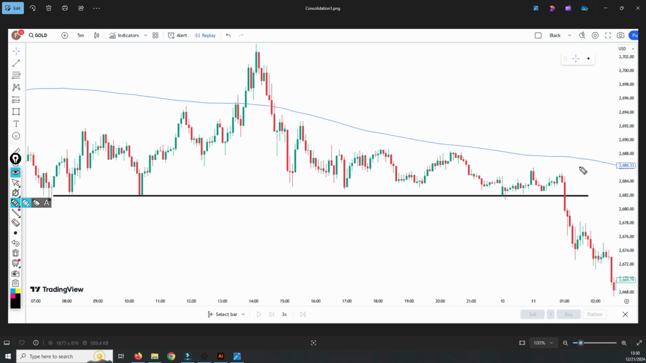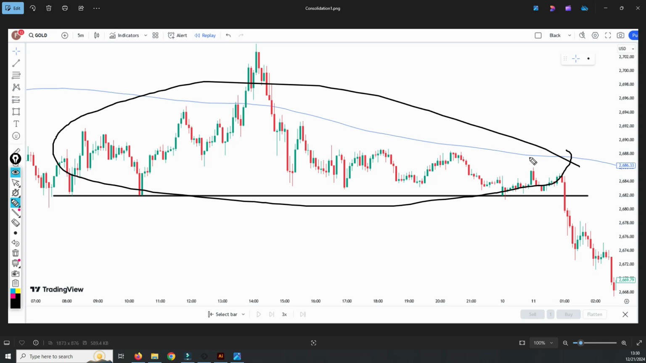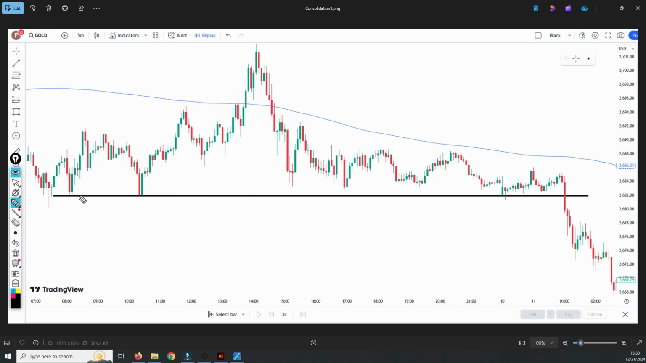As you can see on this chart, after this huge consolidation period, the price finally broke this consolidation support line and continued in a bearish direction. This chart may look like a regular chart, but let me explain all the details that are really important to understand how this works.